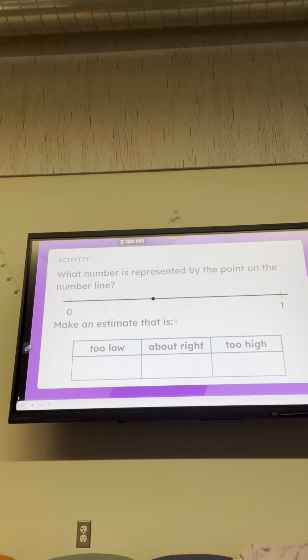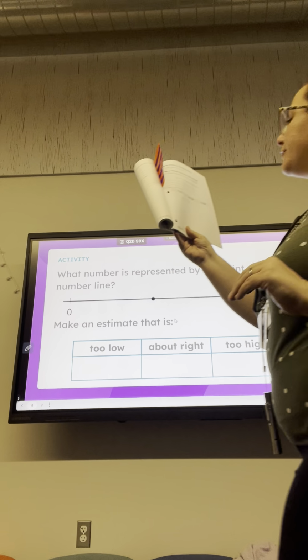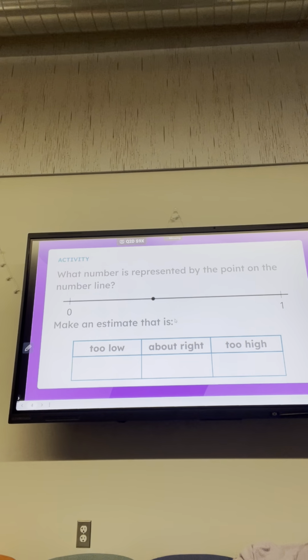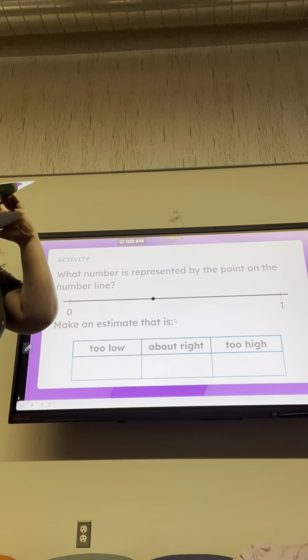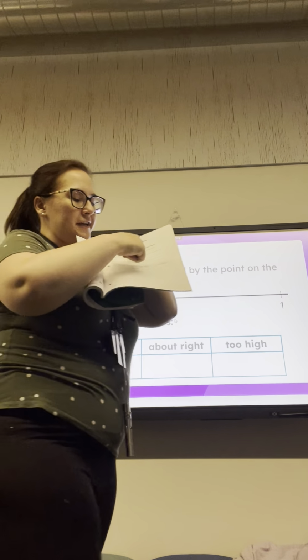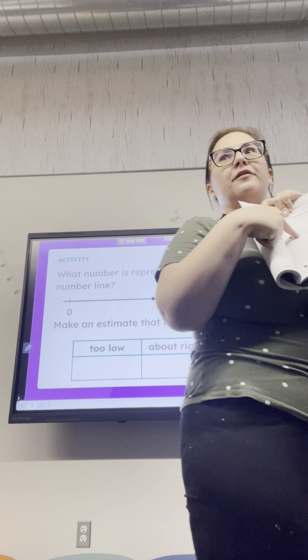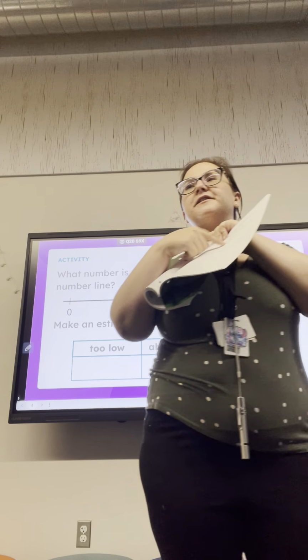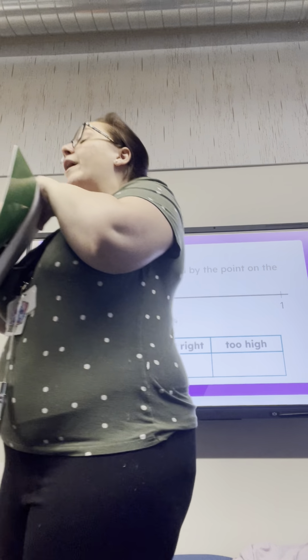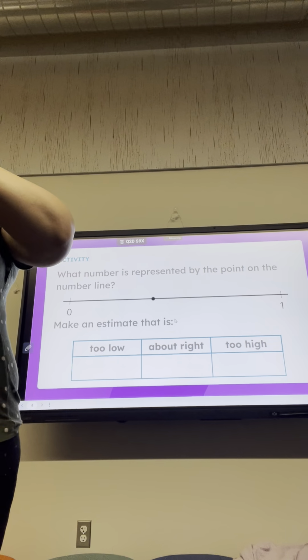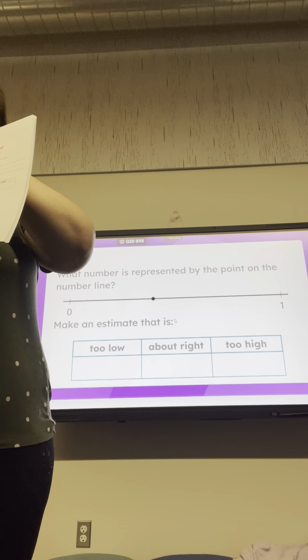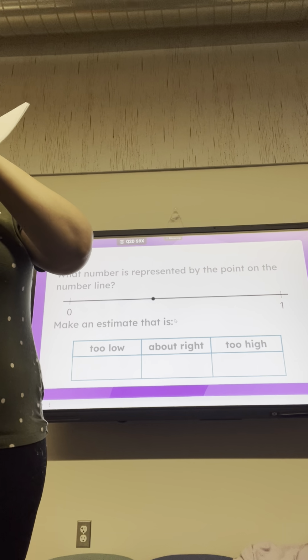And it also says make an estimate that is too low, make an estimate that is about right, and make an estimate that is too high. So what you're going to do is look at the number line, and I want you to think of one fraction that's too small, one fraction that's too big, and one fraction that looks about right. Where am I going to find the fraction? I'm going to look at my number line, and I'm going to try to figure out where this dot is.